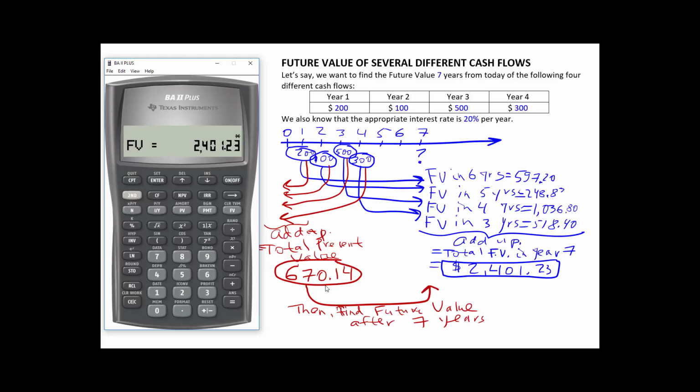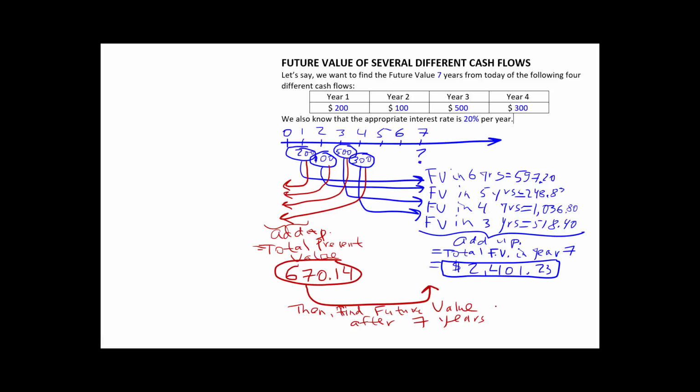How many steps did we need? Here, only 2 steps. The cash flow keys and then the future value, instead of 4 individual future values and then their summation, which would be the 5th step. So let me write this down. $2,401.23, which is exactly the same answer we got when we used the first method.